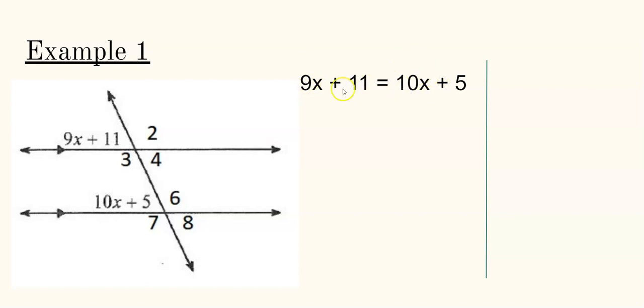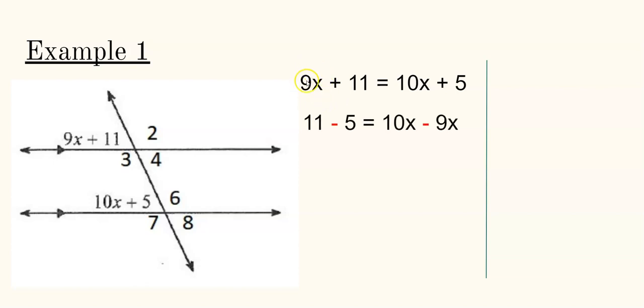Since 10x is bigger, I'm going to go ahead and bring the 9x over to this side of the equal sign. And then because all my x's would now be on the right-hand side of the equal sign, I'm going to have to get rid of 5. So 5 will have to join the 11 on the other side of the equal sign. So I'm going to show that work right there.